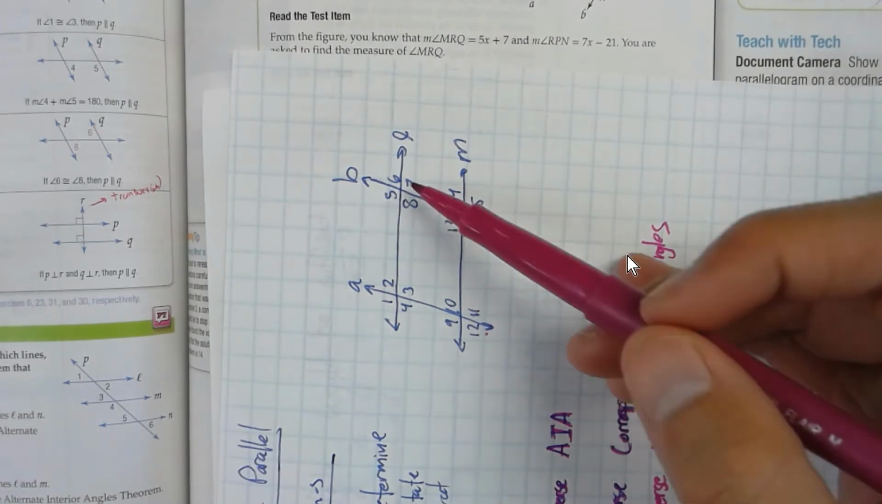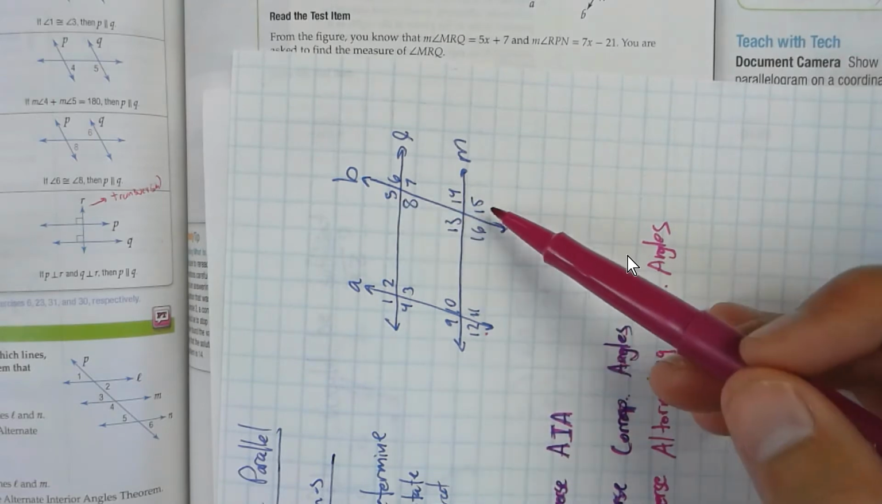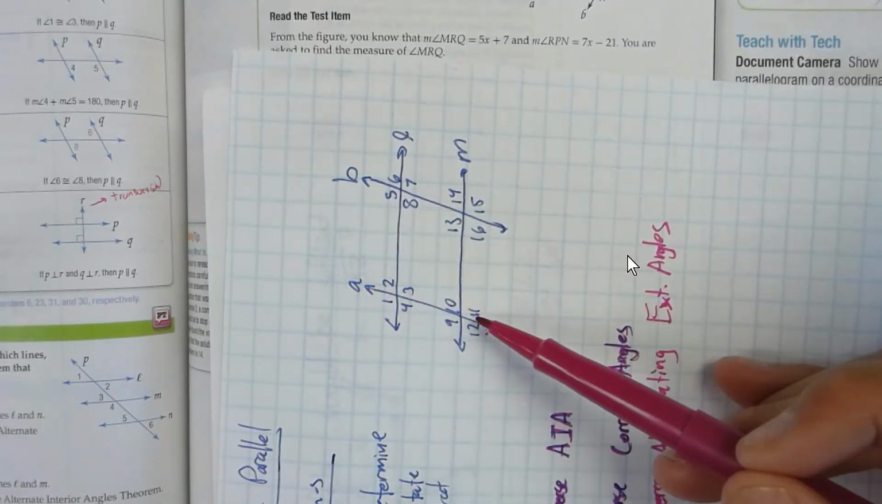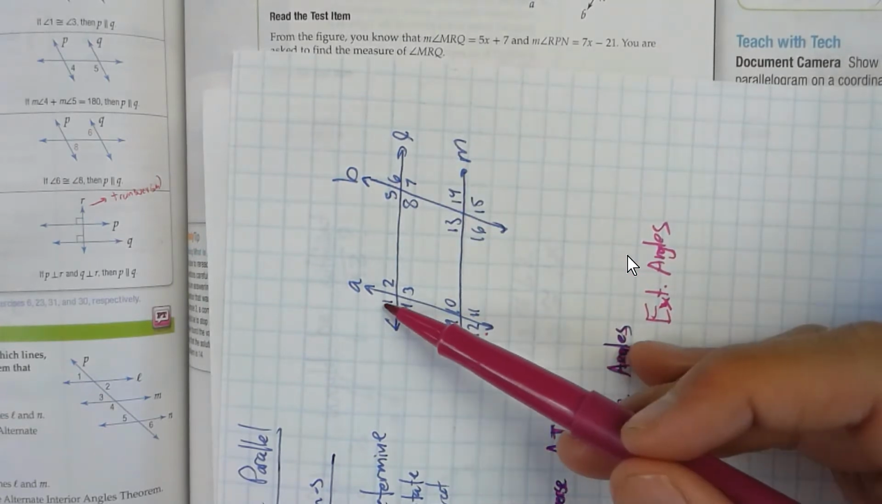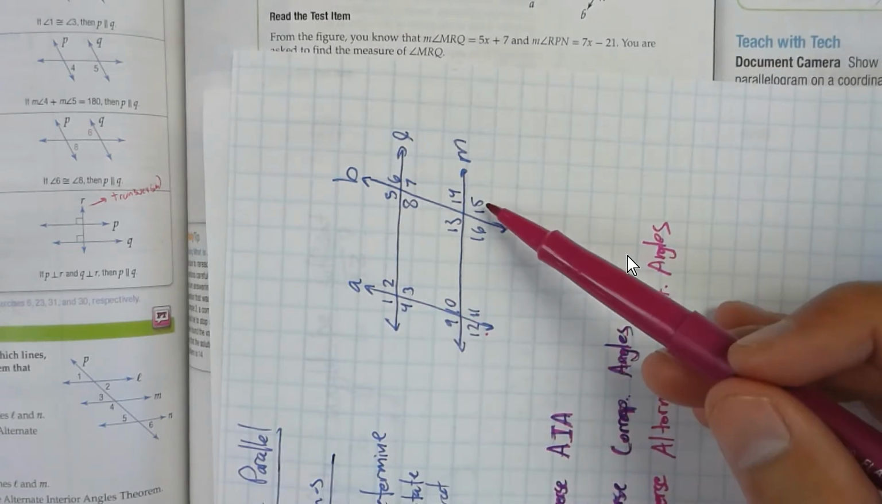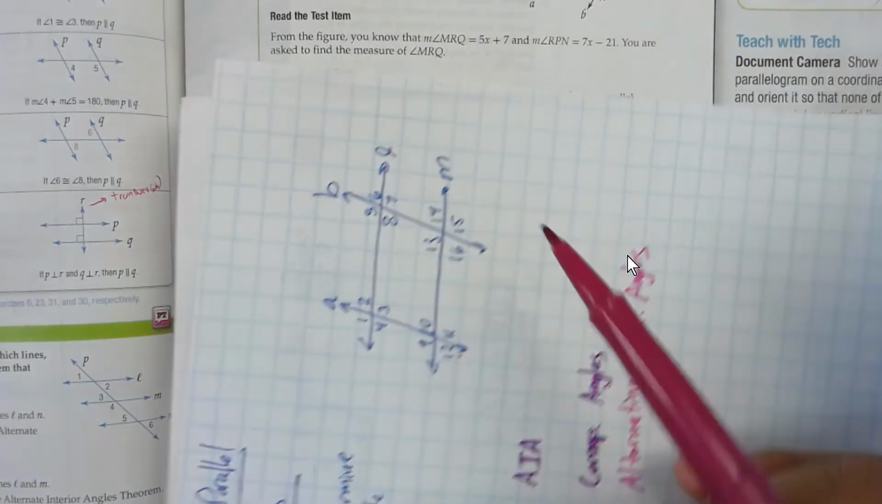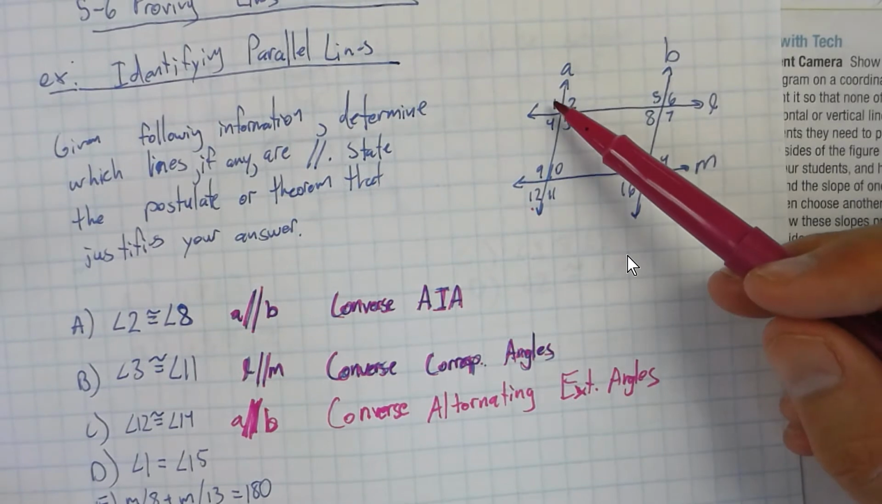How about B? Oh, it looks like 15 would be exterior to 5, but what about 1? Wait a minute. Is this the transversal? If L and M are separated with this transversal, then 1 should be alternating exterior to 11. But again, that's not 15. We're worried about 15. How about if we try from this angle? This is exterior to this, alternating exterior.